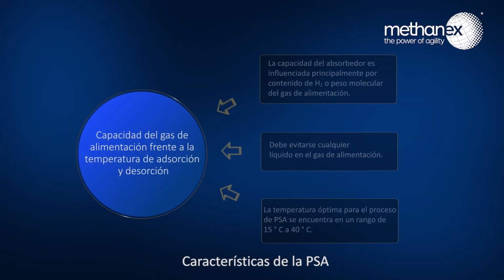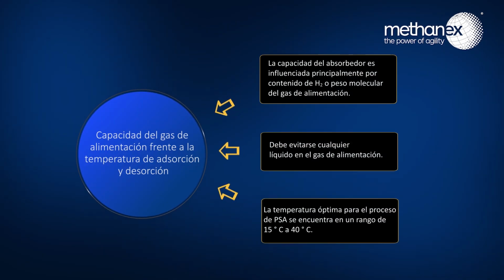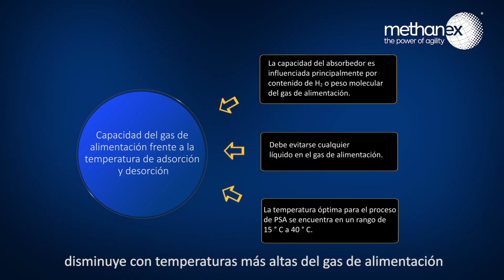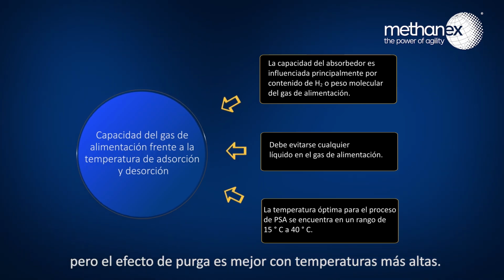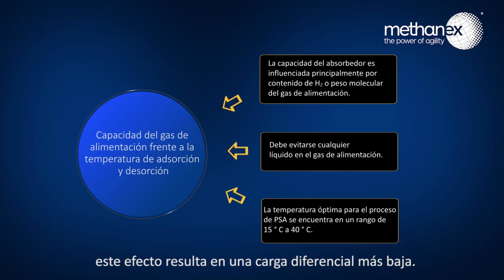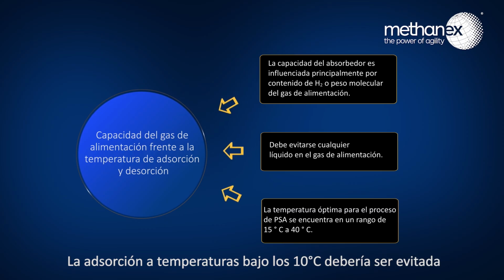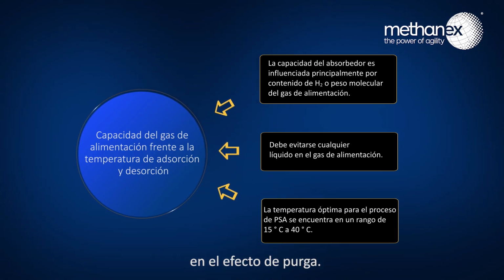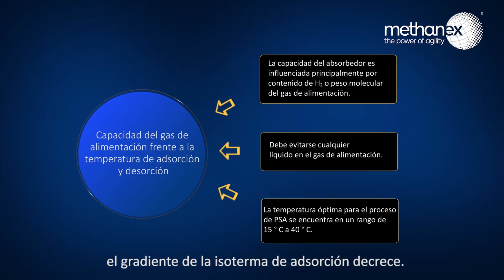PSA characteristics: feed gas capacity versus adsorption and desorption temperature, and factors that can affect it. Feed gas capacity of adsorbent material decreases with higher feed gas temperature, but the purging effect is better at higher temperature. Also, at given adsorption and desorption pressures, this effect results in a lower differential loading. Adsorption at temperatures below 10 degrees should be avoided because of the negative impact of low temperatures on purging effect. With increasing temperature, the gradient of this adsorption isotherm decreases.